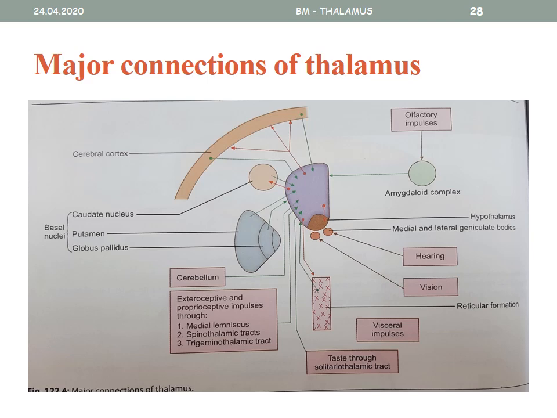Now shall we look into the major efferent connections? So it gives information, projects to the whole of the cortical areas. It also gives information to the caudate nucleus. It gives information to the reticular activating system. Also it gives information to the hypothalamus, and they are interconnected among themselves.